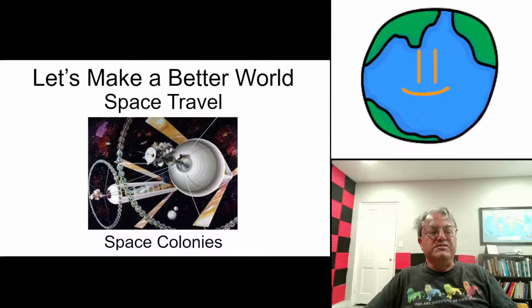Today, I'm going to talk about space colonies, and this is a picture of a couple of O'Neill cylinders in the middle of this slide. Anyway, I'll get to that later.